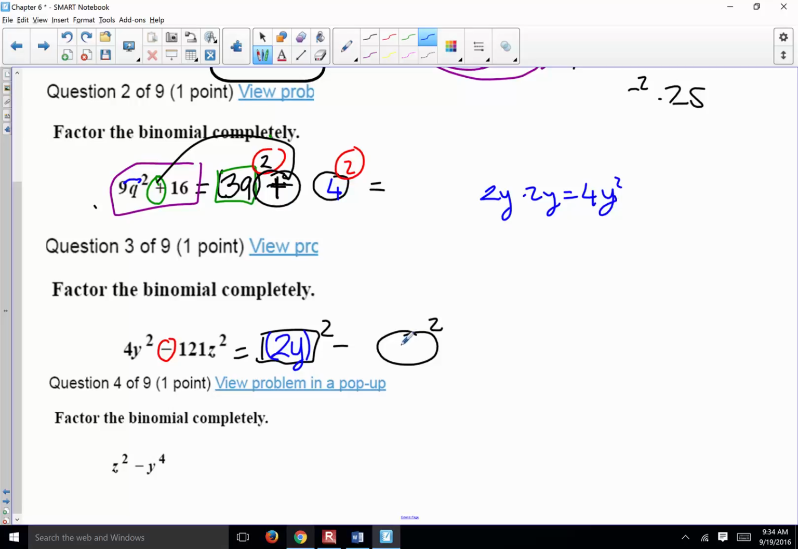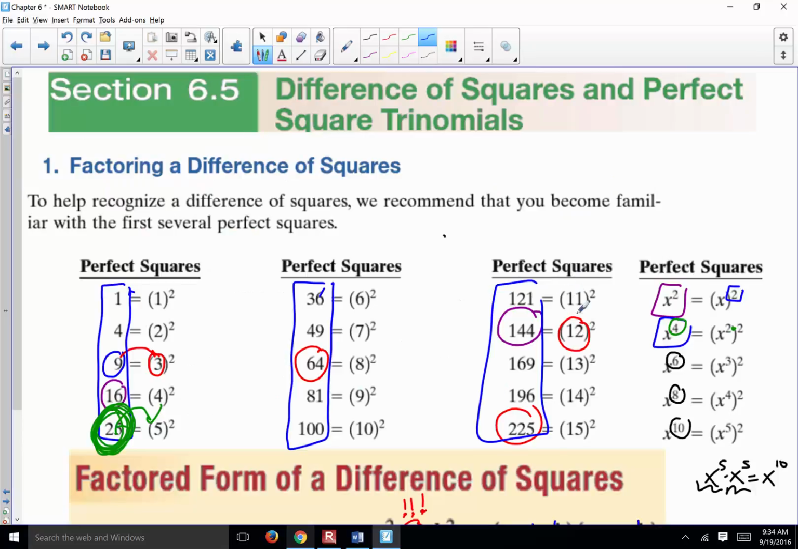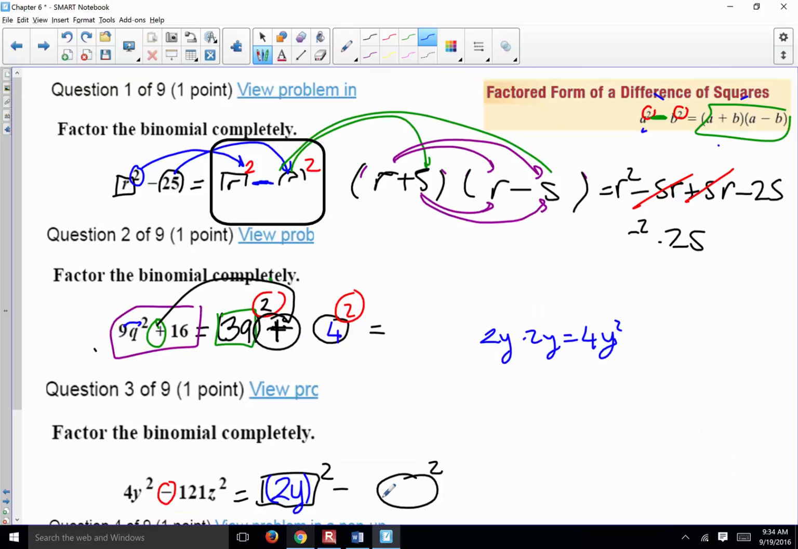How about the circle? 125 is a perfect number. If you need to cheat here, what is that number? It's 11 squared. That's it.